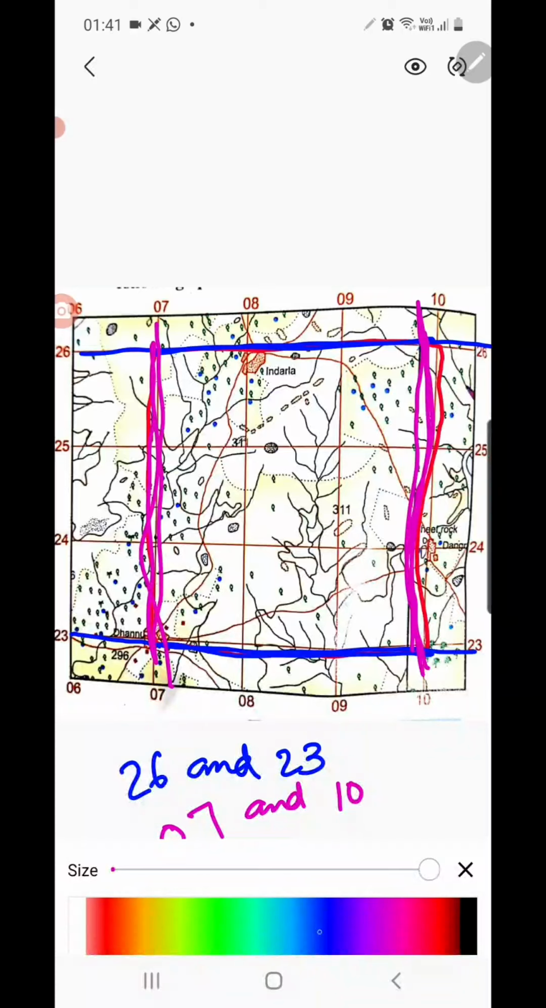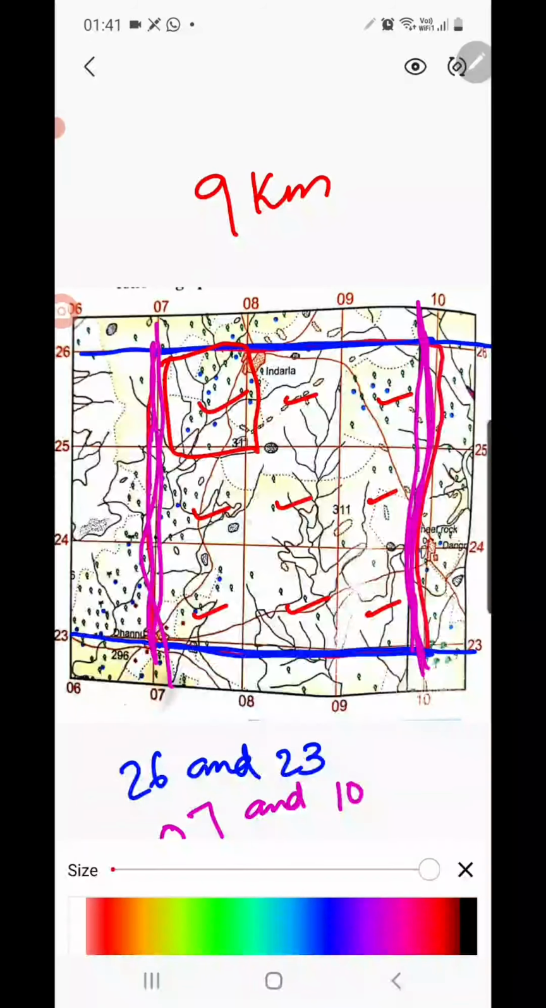1, 2, 3, 4, 5, 6, 7, 8, 9. So what is the area here? 9 kilometer. How? Because one square represents 1 kilometer. So altogether when you are getting 9 squares, then you can consider the area as 9 kilometer. This is how you need to find the area of a place. So you understood how to measure the distance of a place and how to measure the area of a place in a survey map. Clear? Okay. Next question, let's see.